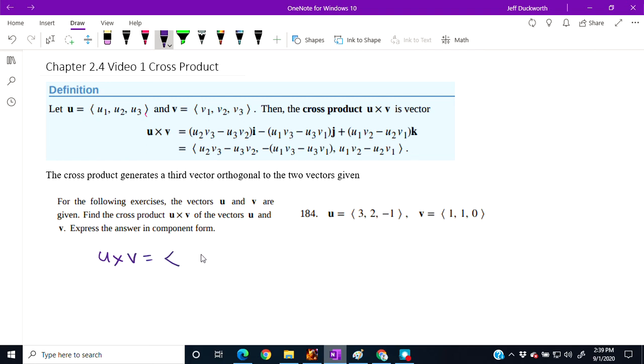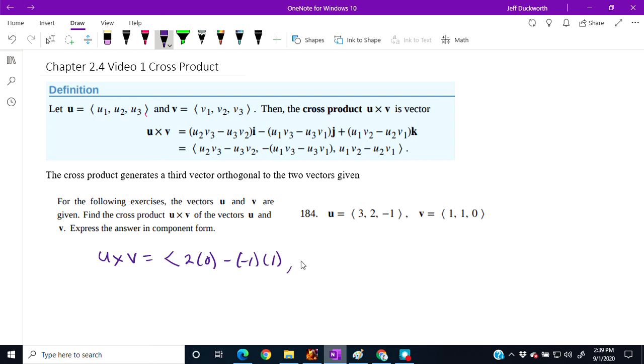All right, so our first point, we want U2 times V3. So that gives us a 2 times a 0. Subtracting U3 times V2, that's -1 times 1. And that is our first component to the vector.